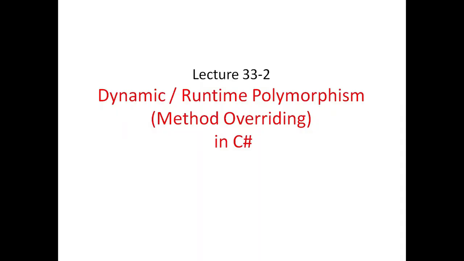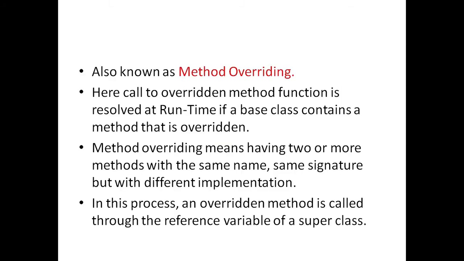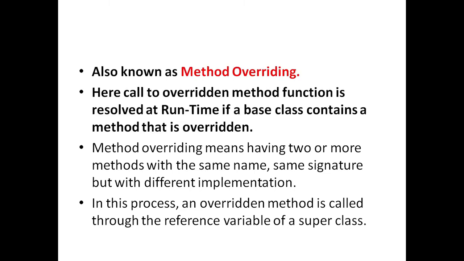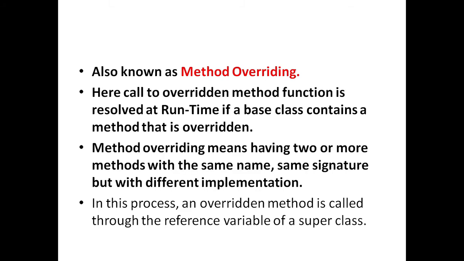In this lecture, we will see dynamic or runtime polymorphism, which is also known as method overriding. Here, the call to an overridden method or function is resolved at runtime if a base class contains a method that is overridden. Method overriding means having two or more methods with the same name, same signature, but with different implementation.